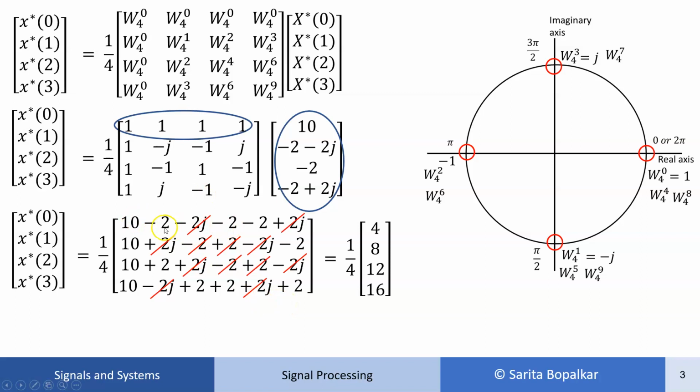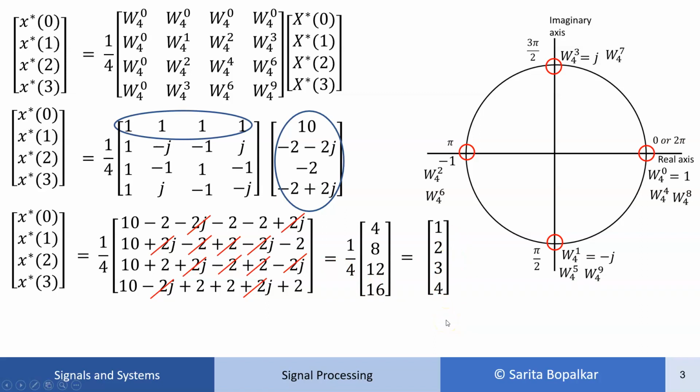So 10 minus, minus 2 minus 2 minus 2, so 10 minus 6, 4. Then 10 minus 2, 8. Then 10 plus 2, 12. Then 10 plus 6, 16. And all of these will get multiplied by 1 by 4, which means it becomes 4 by 4 is 1, 8 by 4 is 2, 12 by 4 is 3, 16 by 4 is 4. So this is 1, 2, 3, 4.